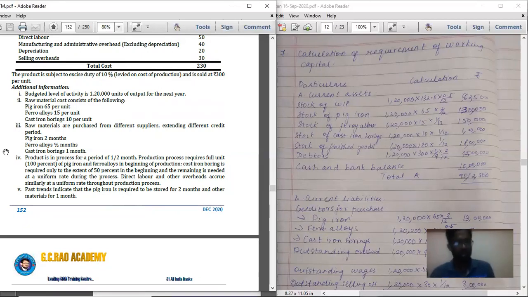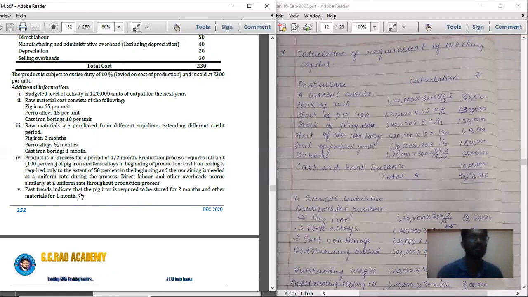Suppose the cast iron borings is 10 rupees per unit. First 5 rupees should be included in the beginning. The remaining 5 rupees should come in a uniform way, that is remaining 5 rupees into 50%. And the remaining is needed at a uniform rate during the process. Direct labor and other overheads accrue at a uniform rate throughout the production process, which makes 50%. So they have given the breakup and the percentage of completion for this work in progress.